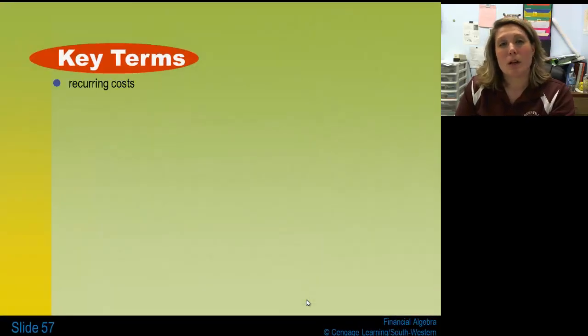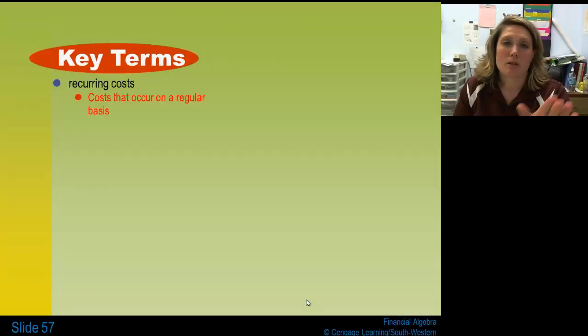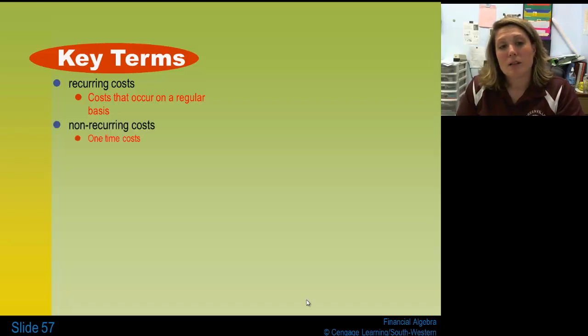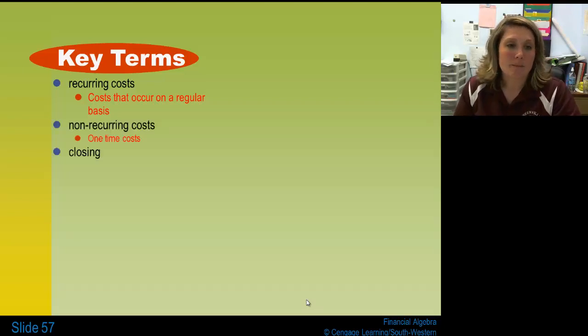So key terms, there's quite a few of them in this one. Recurring costs. So if it recurs, it happens over and over again. So these are costs that occur on a regular basis, like your mortgage. Some non-recurring costs. These are one-time costs.